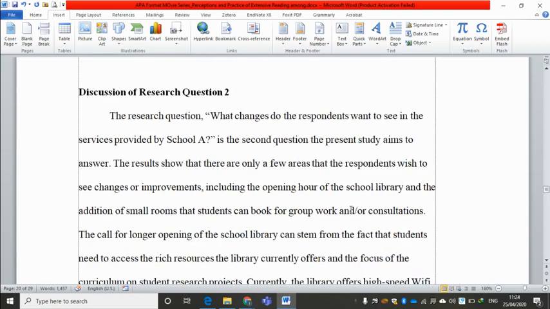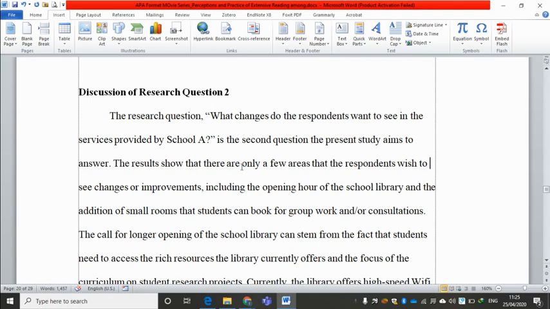I try to demo more broadly here in discussion of research question 2. Let's see. Discussion of research question 2. The research question: what changes do the respondents want to see in the services provided by School A? Is the second question the present study aims to answer.